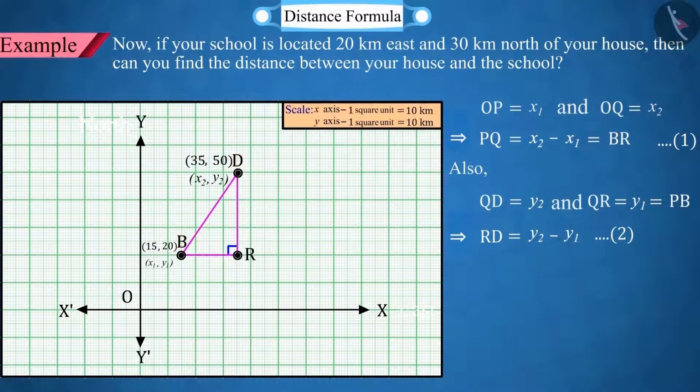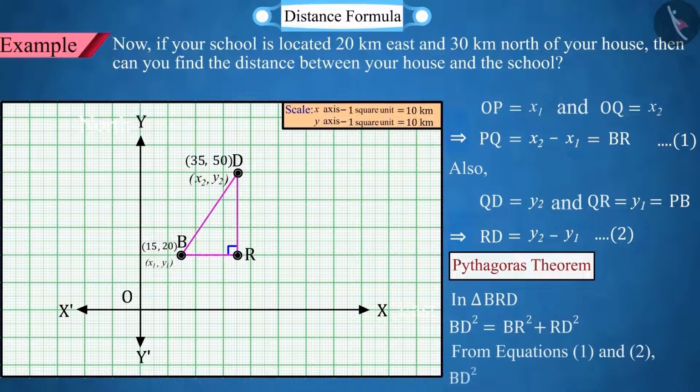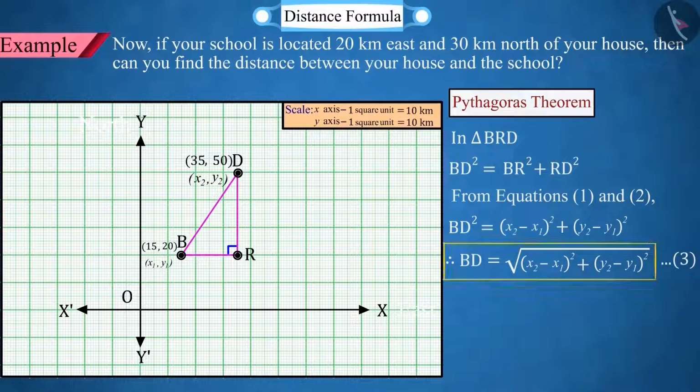So in triangle BRD, using the Pythagoras theorem, from equation 3, that is, the distance between the point B, x1, y1 and point D, x2, y2, BD equals square root of the square of x2 minus x1 plus the square of y2 minus y1, which is called the distance formula. Since distance is always non-negative, here we will take the positive square root.